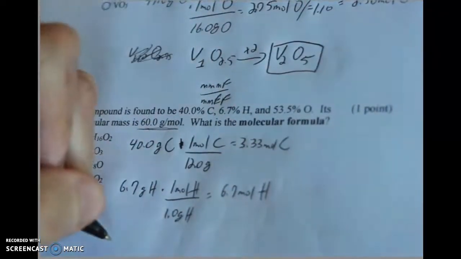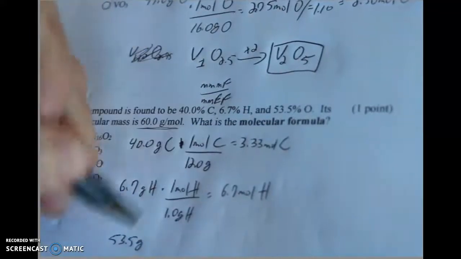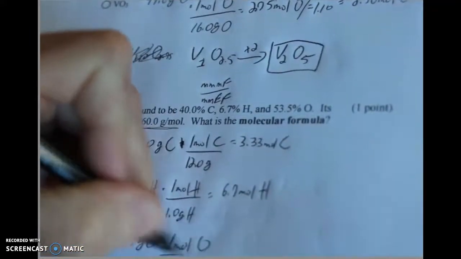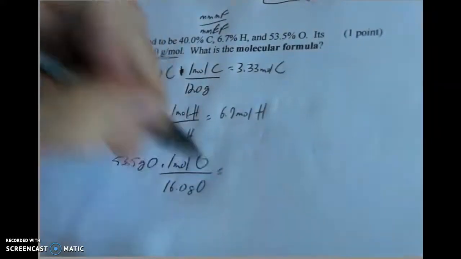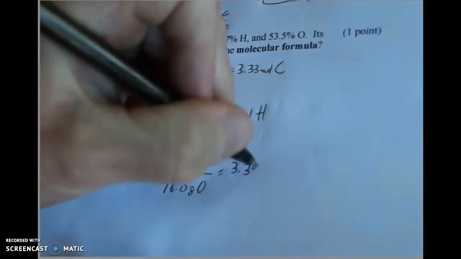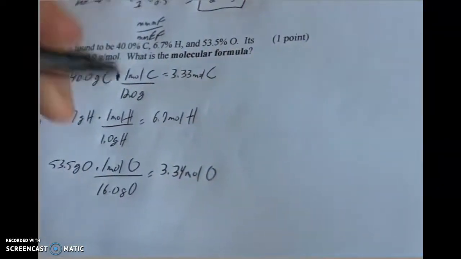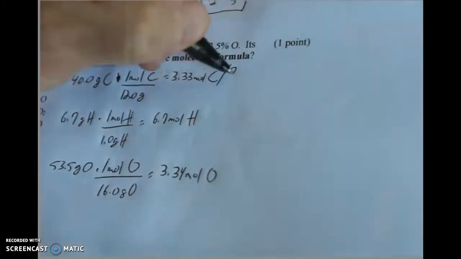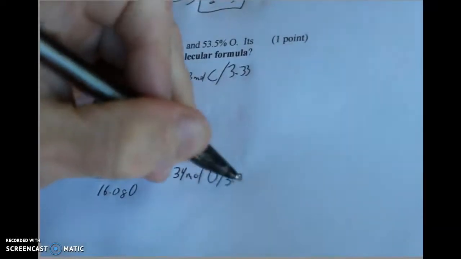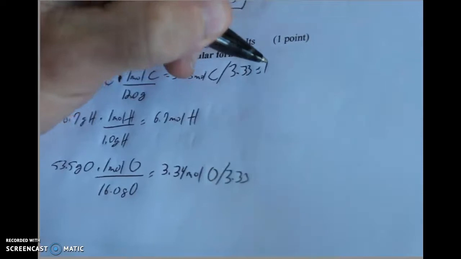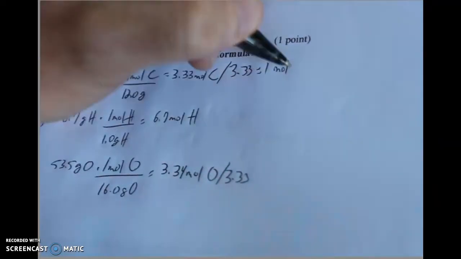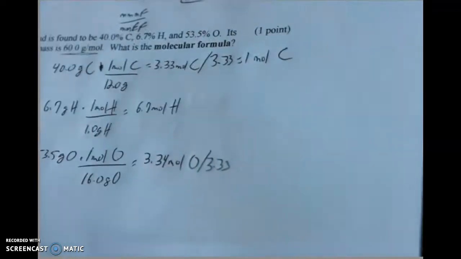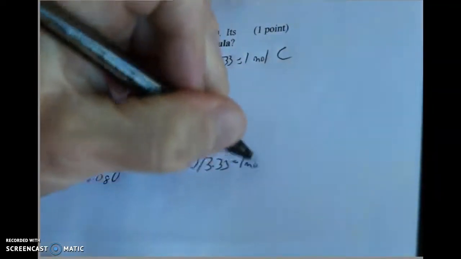And oxygen is 53.5%, but we change it to grams. And that's 16.0 grams off the periodic table. So when we do that math, it's 3.34 moles of oxygen. Alright, so now we're going to divide by the smallest of these moles because we want to get them to small whole number ratios. So that looks to be 3.33, which automatically makes these 1. And that's 1 mole of carbon, and this is going to be 1 mole of oxygen.